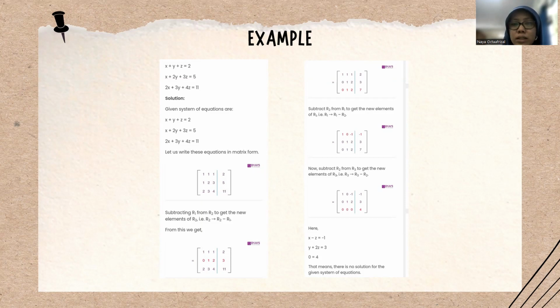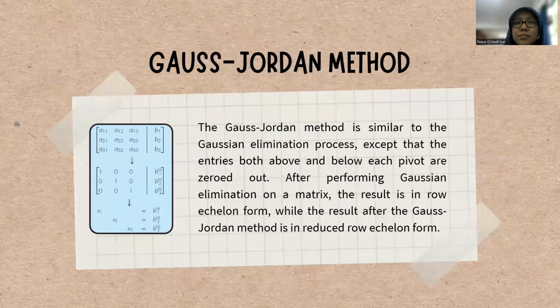Here, we got the last equations in the form of x minus z equals 1, y plus 2z equals 3, and 0 equals 4. That means there is no solution for the given system of equations.